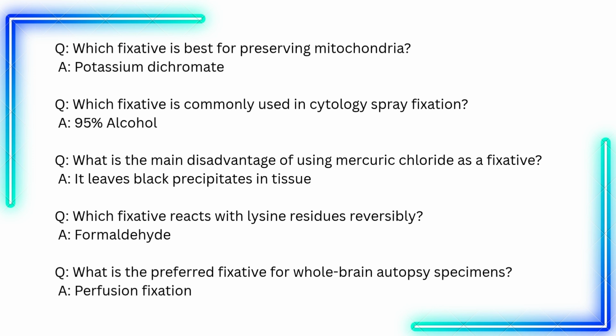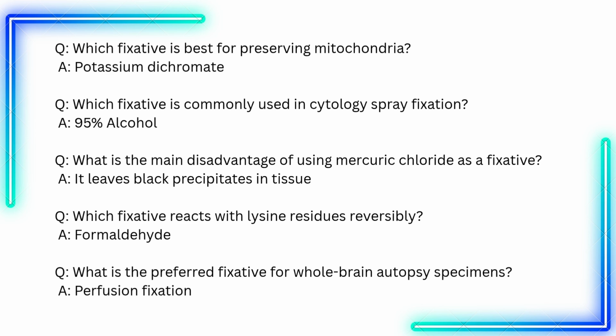It's 95% alcohol. What is the main disadvantage of using mercury chloride as a fixative? It leaves black precipitates in tissue. That's why we use mercury chloride. And which fixative reacts with lysine residues reversibly? It is formaldehyde. What is the preferred fixative for whole brain autopsy specimens?